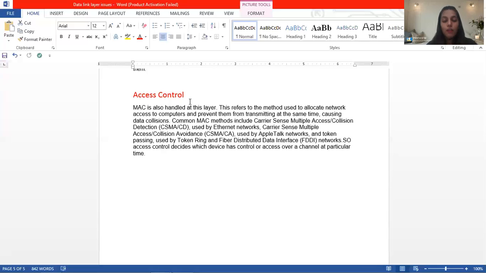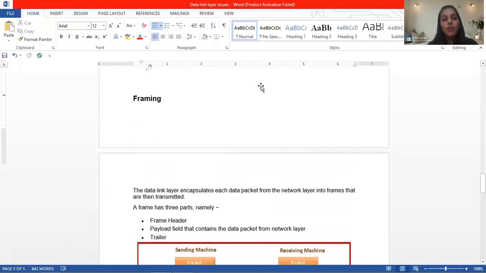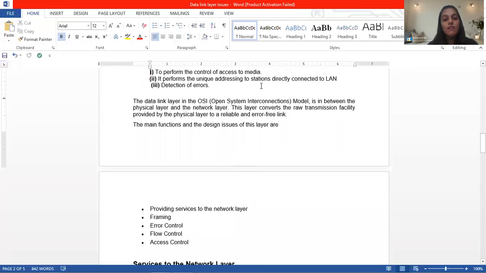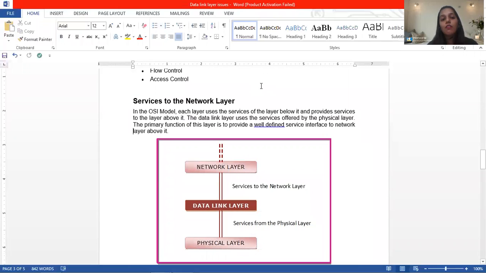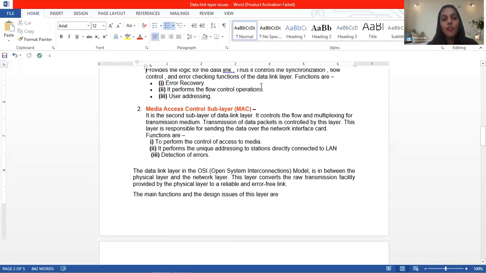So this is all about the data link layer and the functions and issues related to it. In the next lectures, we will discuss these issues like error control, flow control, timing, and access control in detail, and also learn the techniques and methodologies: how error detection and correction work, how timing synchronization, flow control, and access control work in real time. Okay, so that's all for this lecture. Thank you so much.